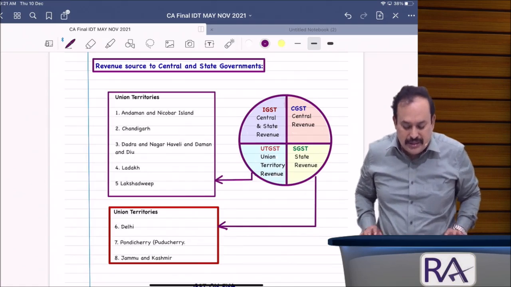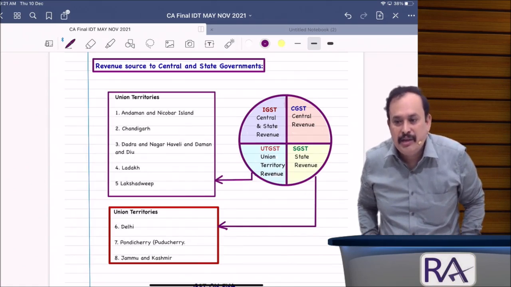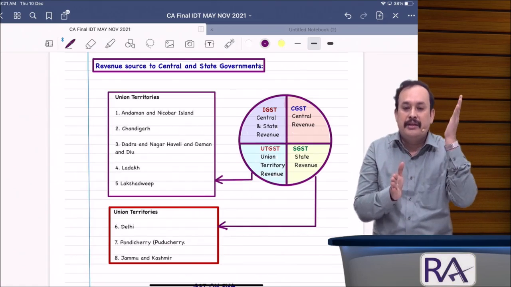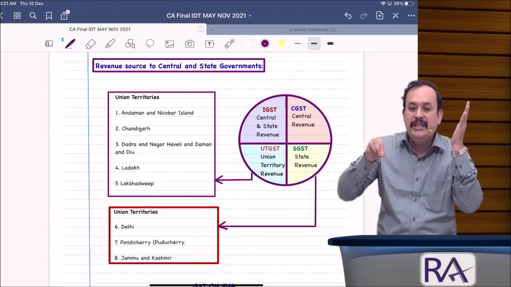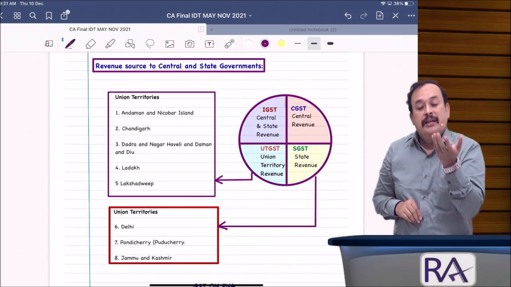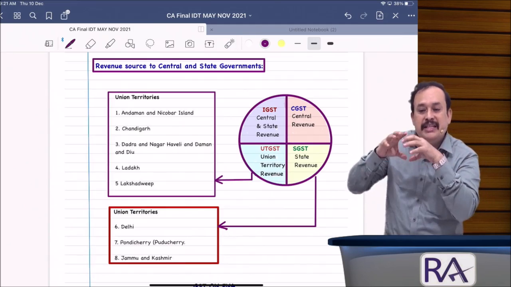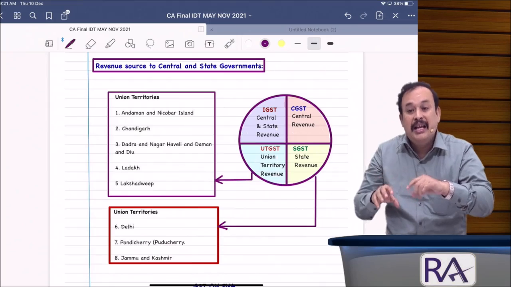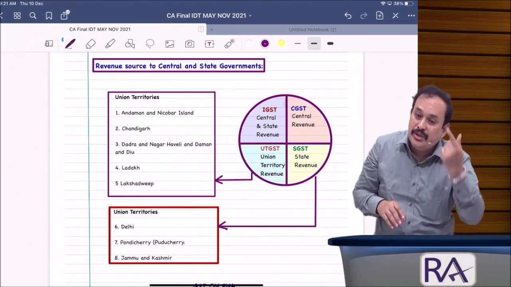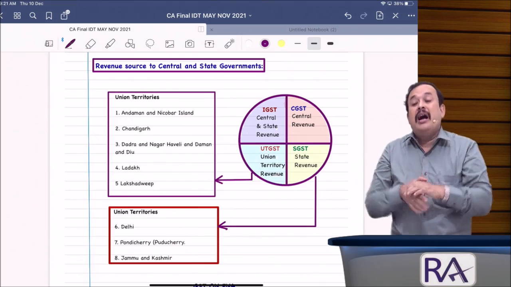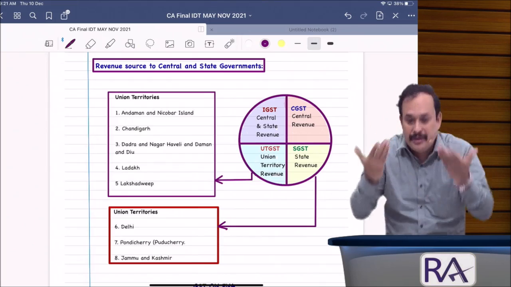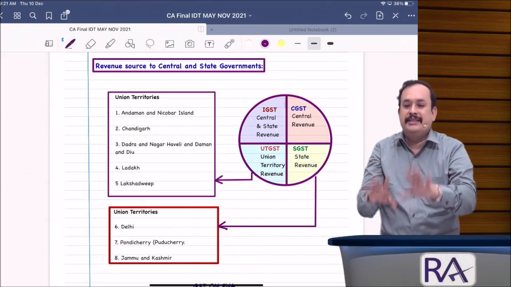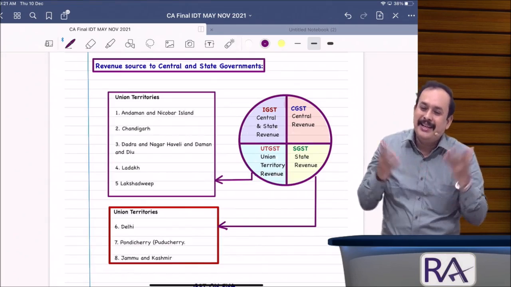Now the revenue source to the central government and state government. CGST is revenue of the central government. SGST is revenue of the state. UTGST is revenue of the union territory where there is no state assembly. IGST is levied by the government and further apportioned between central and states. Is it clear, sir? As simple as this.